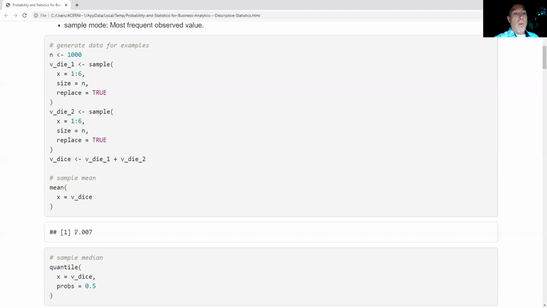All right, so we can see that the sample mean is just a little bit above 7. Does that sound right? I mean, the minimum value is 2, the maximum value is 12. The average of 2 and 12 is 7, right? It's 14 divided by 2. So yeah, that looks pretty good. Now notice that's not quite 7.